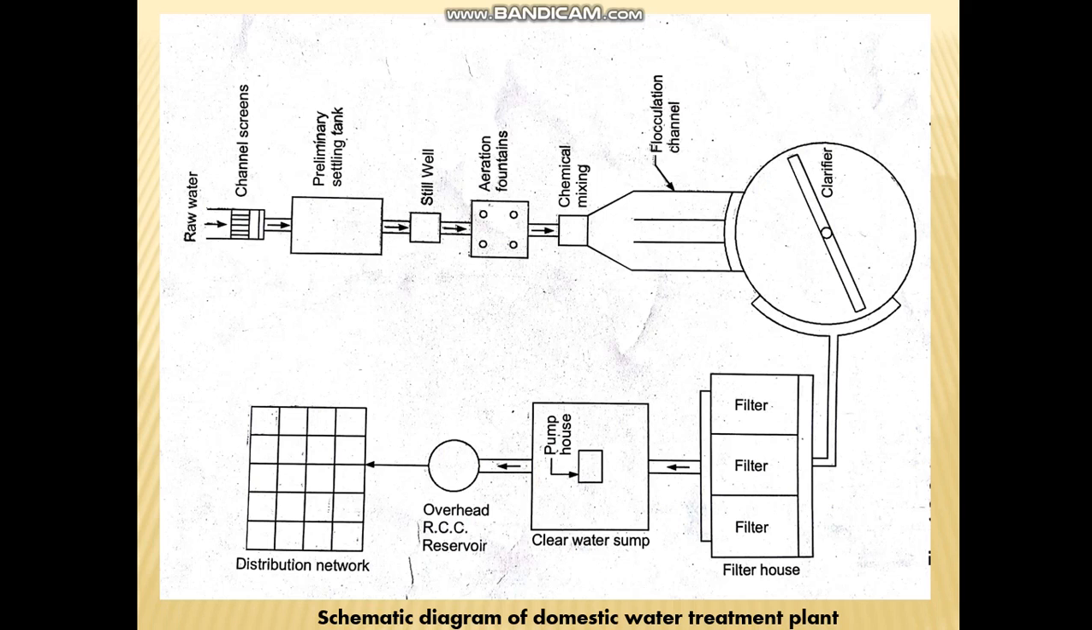So now I am going to focus on the schematic diagram of the domestic water treatment plant. Okay, so you can easily see the figure of the water treatment plant. There are different treatment units shown in the figure. First, that is your channel screen. Raw water, that is after the collecting of water and transmission work, the water comes to the water treatment plant. So that is your raw water, and after the raw water collection, first unit is your channel screen.